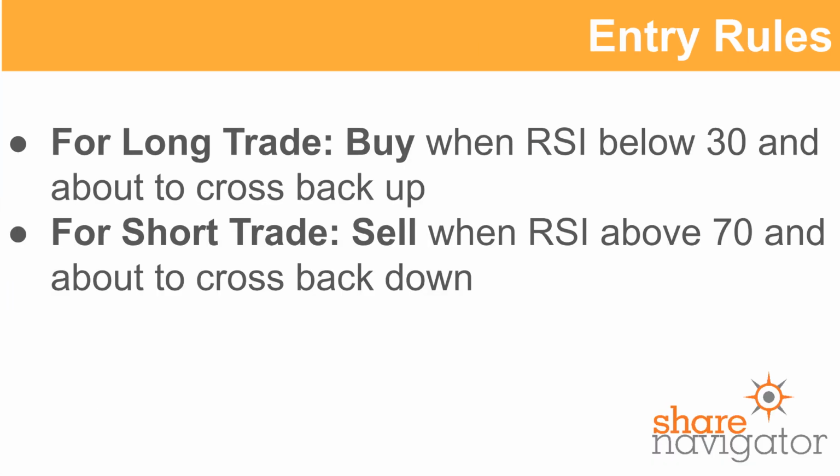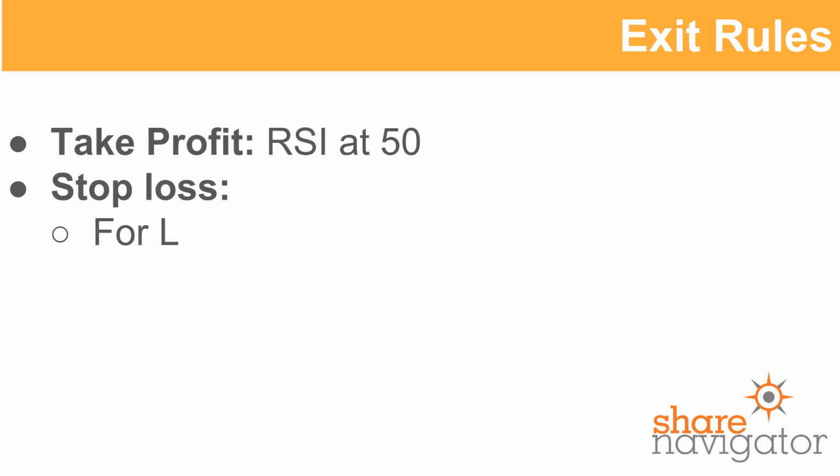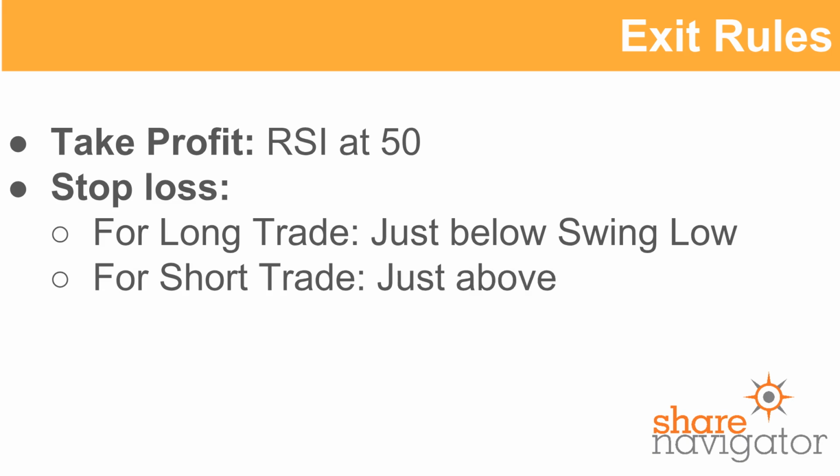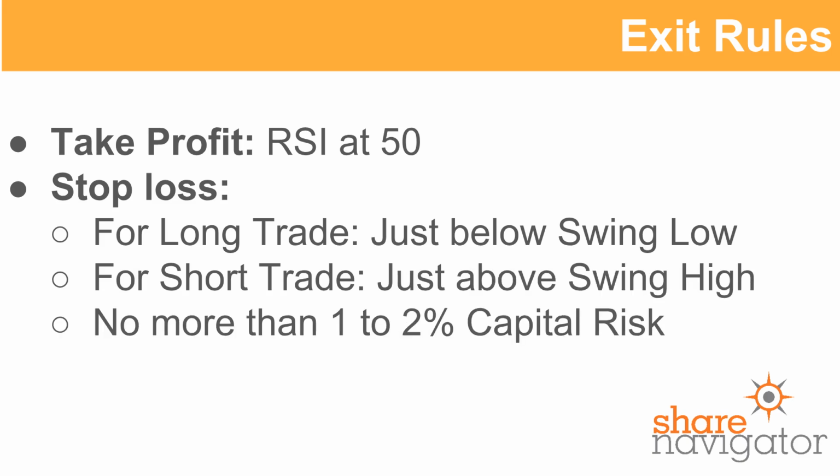So our entry rules are for long trades, in other words, buy trades. When RSI gets below 30 and it's about to cross back up, we buy. And for short trades, we sell when RSI is above 70 and about to cross back down. And our exit rules are simple. It's when RSI returns to 50, whether you're long or short, you exit the trade.